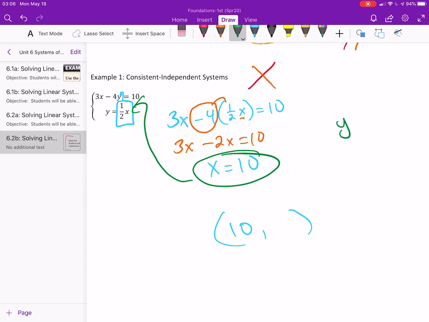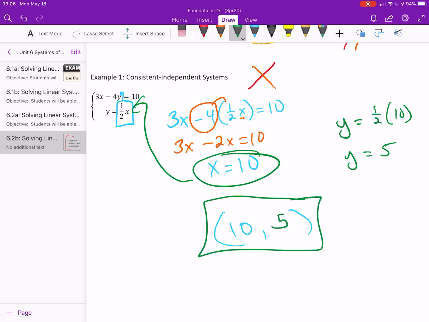So I'm going to get y equals 1/2 times the 10. And what is half of 10? Half of 10 is 5. And so the y is equal to 5. And so this solution, where these two lines cross, is at the ordered pair 10, 5. Okay?